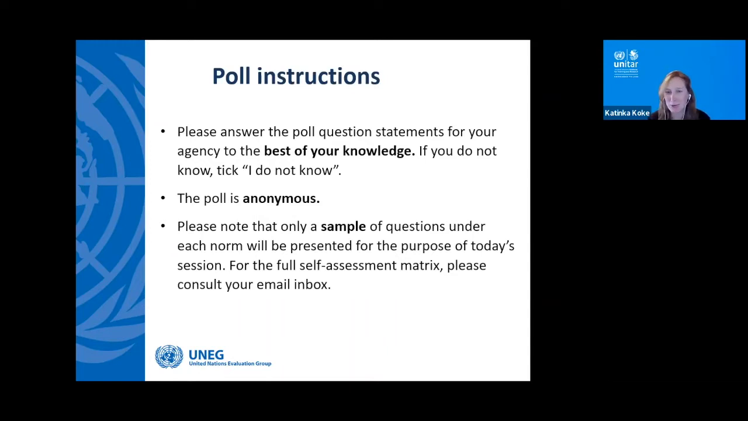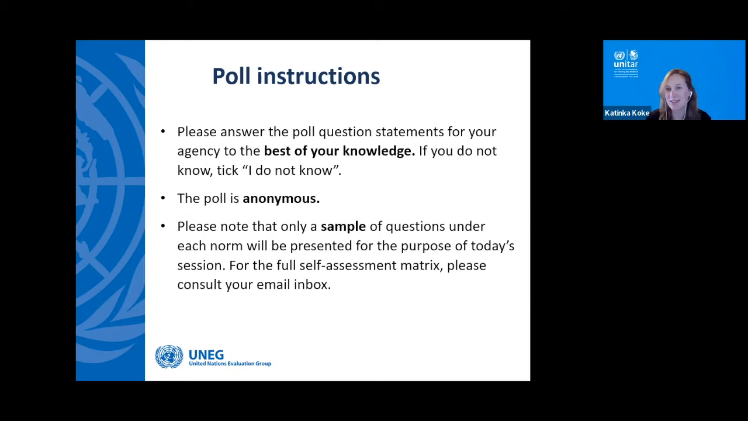So just some instructions before we go to the polling. Please answer all questions to the best of your knowledge. Obviously, this is just for the purpose of testing it, so if they are not completely the reality, no worries about this. It should work both for UN agencies, but also for bilateral evaluation functions in general. Sometimes questions might not apply, or you might not know the answer, so please feel free to indicate, I do not know. Answers are, of course, anonymous, and as I mentioned, this is just for the purpose of testing the tool, so we will not take any conclusions from the answers you provide today.